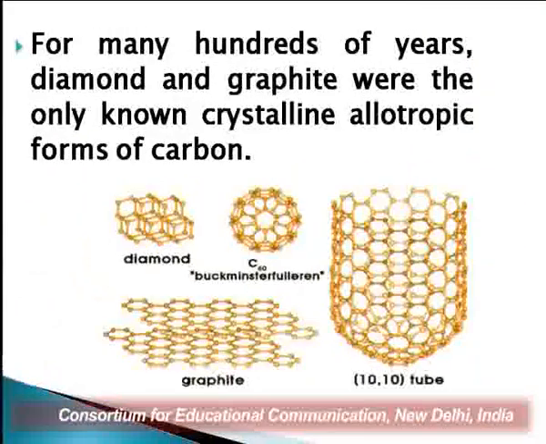For many hundreds of years, diamond and graphite were the allotropes of the carbon atom. But the third allotrope, the Buckminster fullerene C60, came into account after the discovery of the fullerenes. Then after the Buckminster fullerene, CNT is also one of the allotropes of the carbon atom.